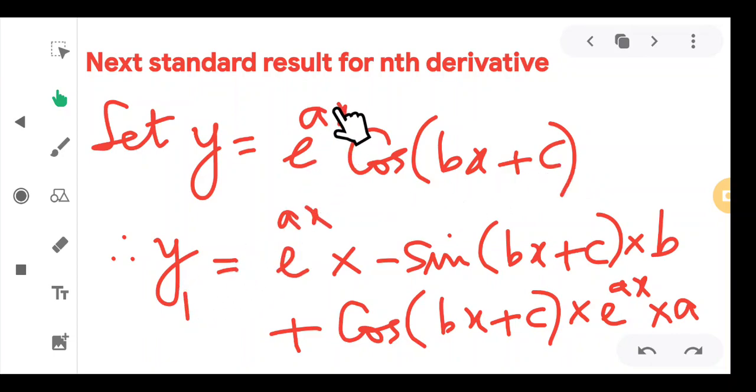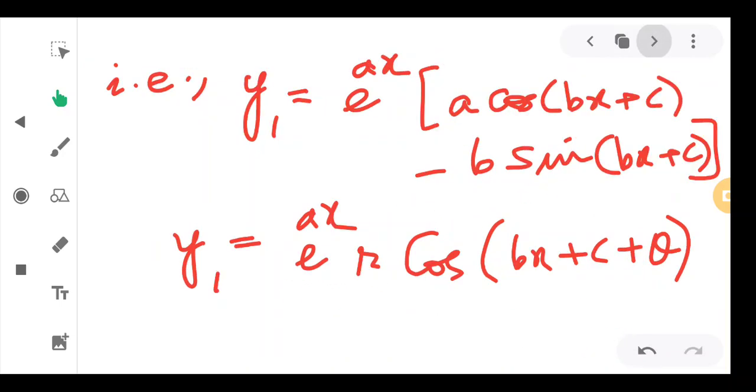y1 is equal to e raised to ax, and the derivative of cos, you know, it is minus sine of that angle into the derivative of bx plus c, that's b. So first function, derivative of the second, plus, that's a plus for the product rule, second function, that is cos(bx plus c), into the derivative of e raised to ax, which is e raised to ax into a. Now you can see that e raised to ax is common and can be brought outside.